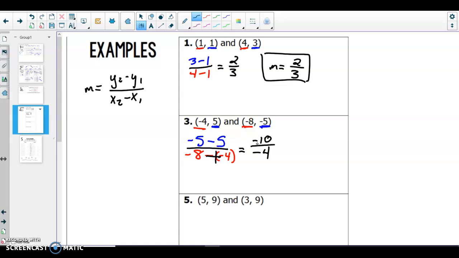We need to clean this up. First things first. Negative here, those guys can cancel each other out. Now, 10 over 4 can reduce. 2 goes into both of them. It goes into the top 5 times, and the bottom 2 times. So 5 halves. Let me write it clean one last time over here. M is equal to 5 halves.